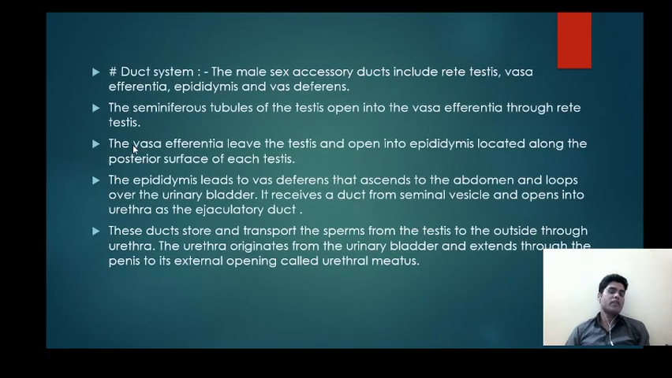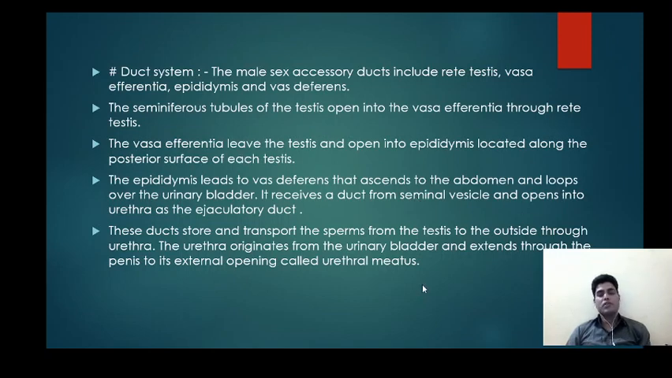Now we move towards the duct system. The male sex accessory ducts include rete testis, vasa efferentia, epididymis, and the vas deferens. So these are the different ducts, and the main role of these ducts is to transfer the male gamete from the primary sex organ to the site from where they can be ejaculated, or from where they can be transferred inside the female reproductive system.